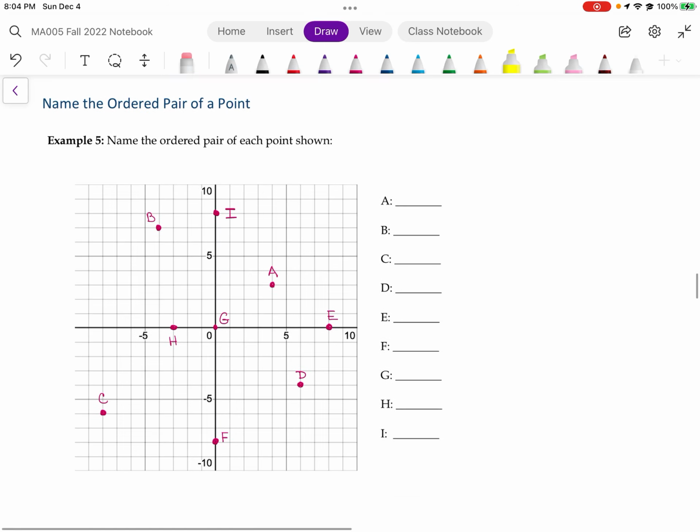Okay, so now just name the ordered pairs of every single one of these points and see how you do. These are good to just test yourself because it's so easy to make little mistakes. So pause the video, please, and try all of these, all A through Y.